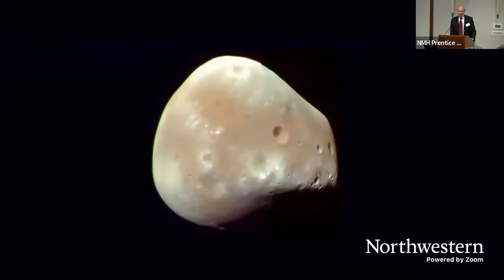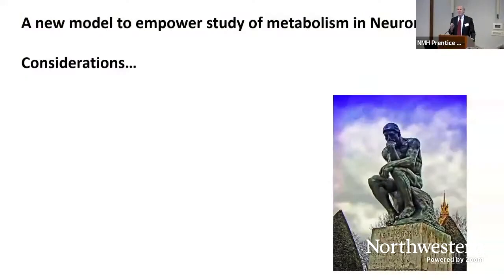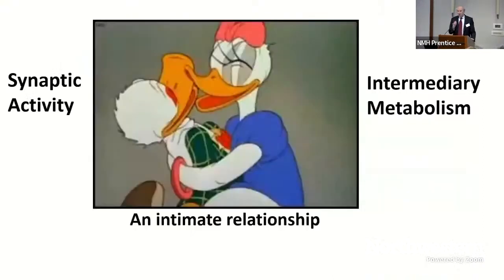So we wanted to study this phenomenon, and we needed to develop a model. Metabolism is a very complicated subject because different cells have different metabolisms and talk to each other. And so we wanted to simplify the system, but engage the critical elements. So it's very important to understand that synaptic activity and intermediary metabolism are intimately related. In fact, more than 50% of the energy consumed by nerve cells is driven by the synaptic activity.